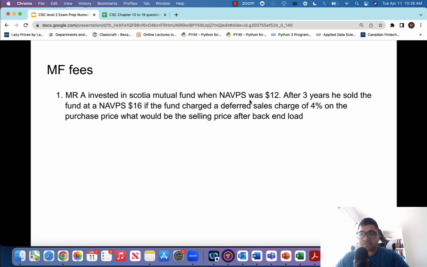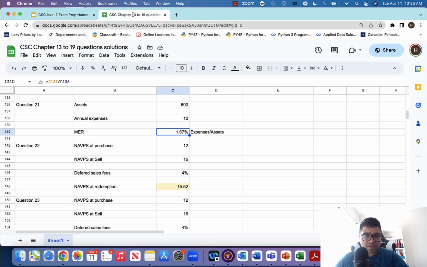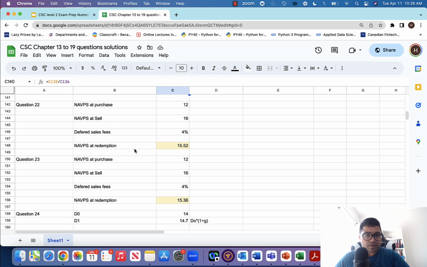Now this sales deferred fee, back-end load, can either be charged on NAV at purchase or NAV at sales. In this case, it is charged on NAV at purchase. So what would be the impact on that? So let's see how to do it. So $12 is the NAV at purchase. $16 is NAV at sales. Sales deferred fees are given 4%. So what is NAV at redemption? How much do you actually get in your pocket?